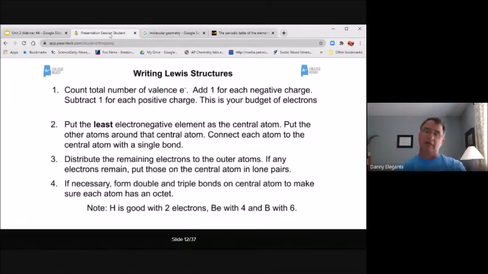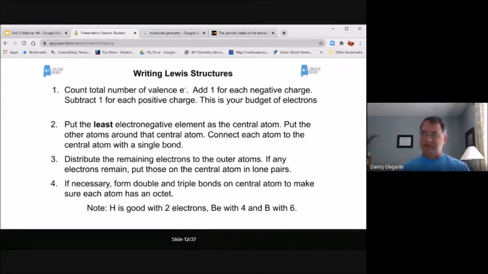Now, who is never allowed to be in the middle? Hydrogen. Why is hydrogen never allowed to be in the middle? Because hydrogen can only form 1 bond. If you were in a situation where hydrogen was in the middle, it couldn't link up with a bunch of things. It could only link up with 1 other atom. So hydrogen never goes in the middle, always goes on the outside. You connect everybody with a single bond. So hook them together with a single bond.